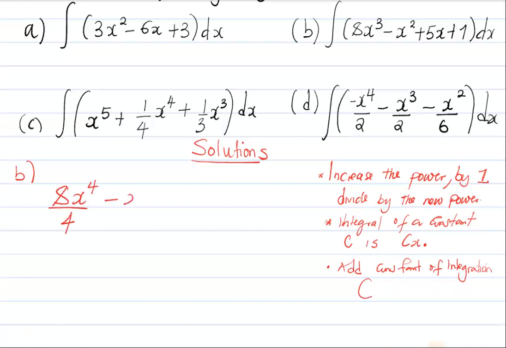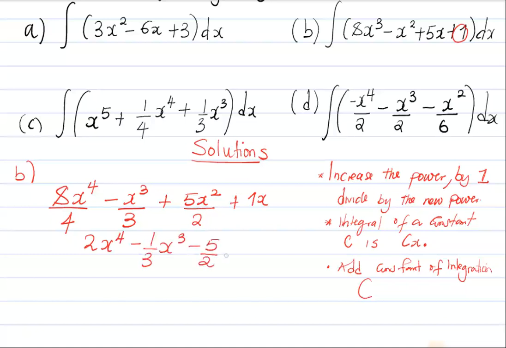Then this will be x to the power 3 over 3. This one will be 5x squared over 2. And the 1 is a constant, so we're just going to have 1x, which is just the same as x. But I'm showing you steps so that you know why I'm able to write x there. So 4 into 8, we get 2x to the power 4. This one will be 1 over 3, then we have x to the power 3. And this one will be 5 over 2 x squared plus x plus C.